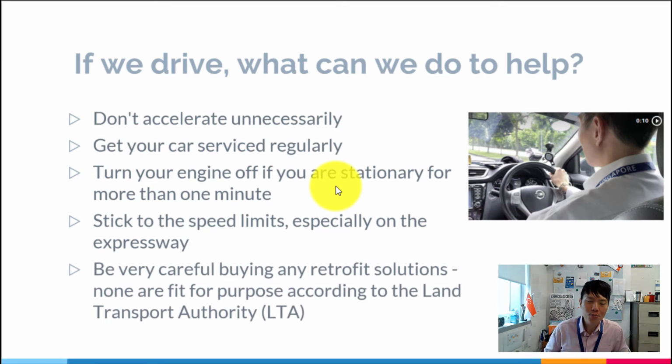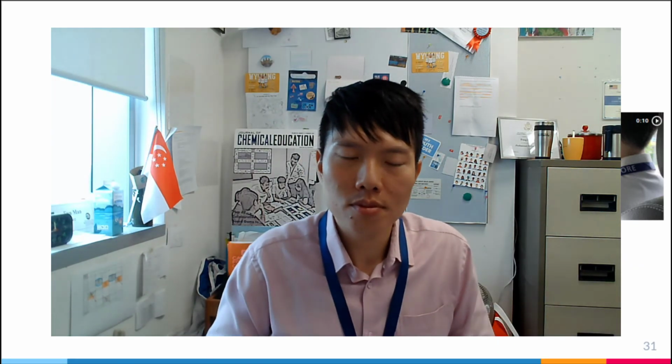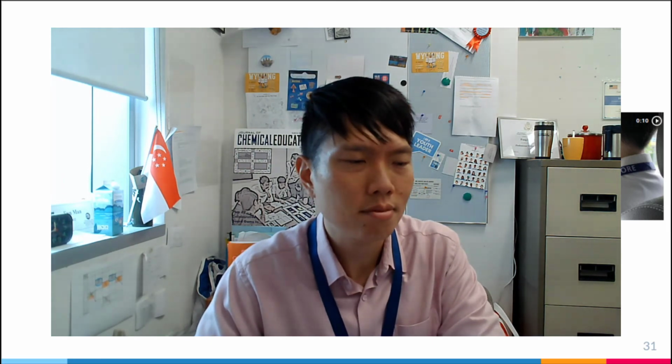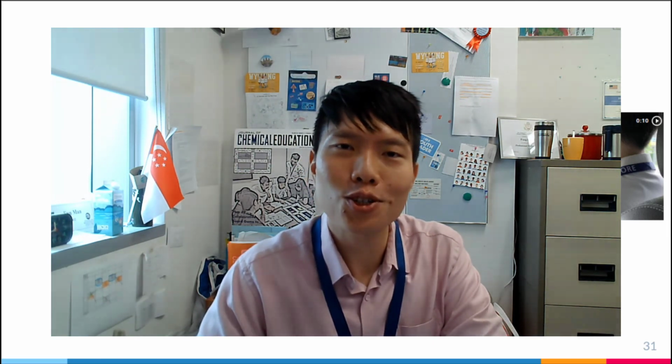And be very careful about buying any retrofitting. People like to model their car, make it very nice, initial D. But if it's not in accordance with the LTA, I think it's not good. Of course, you might save on fuels, like I've explained, but overall, you might pay a higher price. Maybe in a similar fashion to the Volkswagen Dieselgate.